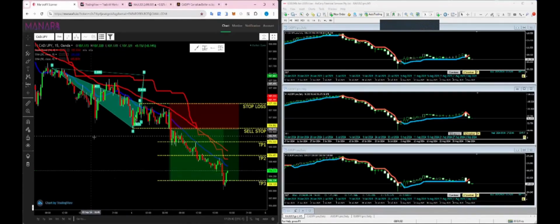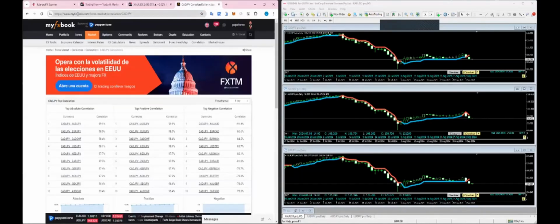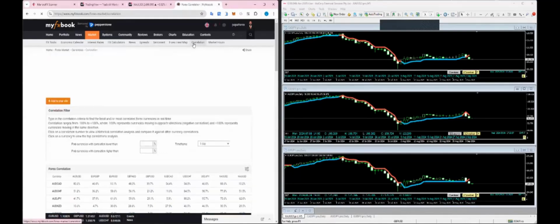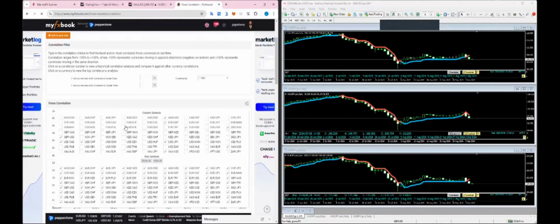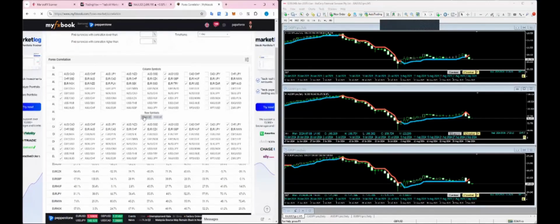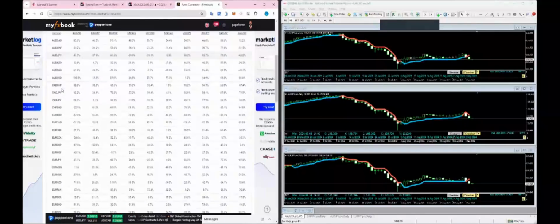So this is another example of what you need to do in order to find good entries, utilizing the Manara scanner, but also correlation. Where do you look for the correlation? You look here, my FX book, and then right here it says correlation. You click on it, and this is going to appear. Click add all, show all, row symbol, show all, and then come back, and you're going to see all the pairs.